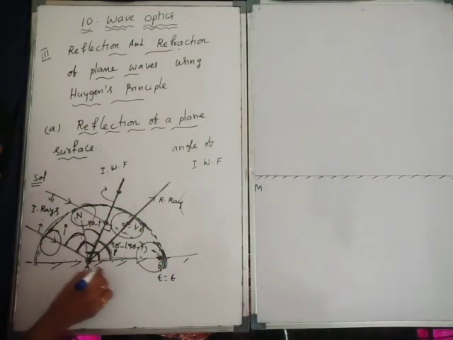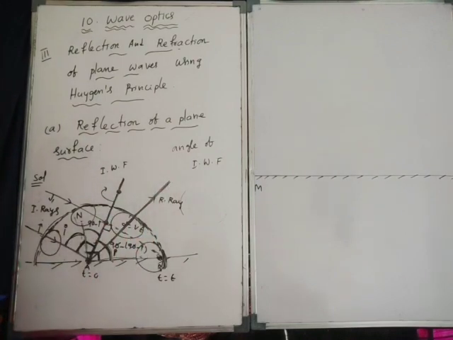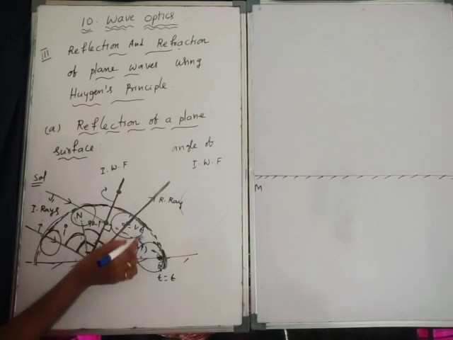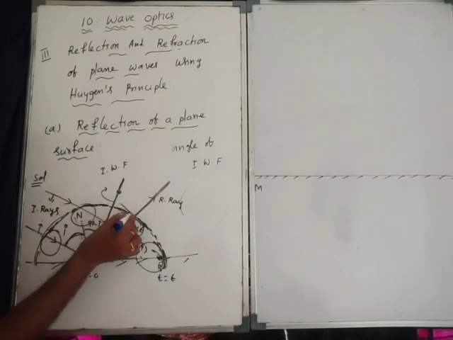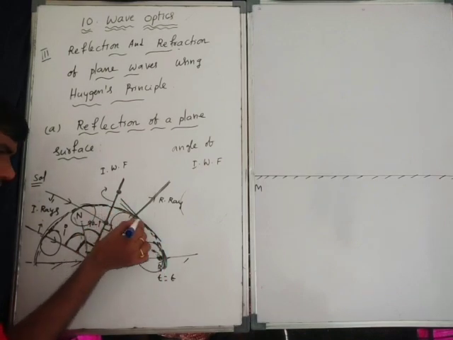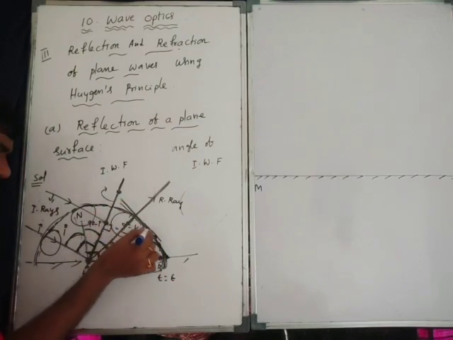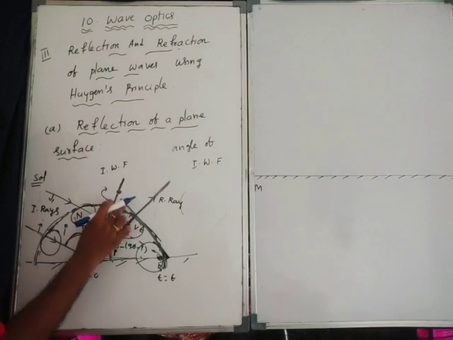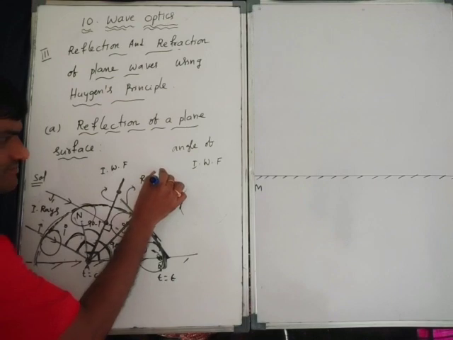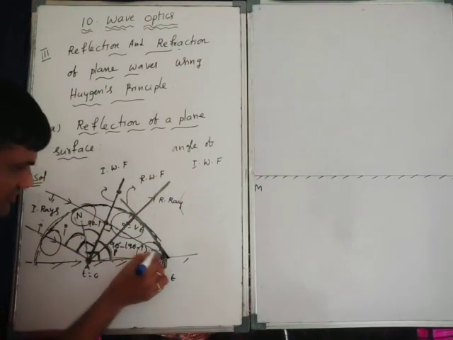Now this is the wavefront. So this is a reflecting ray. Yes, the reflecting ray is always perpendicular to the secondary wavefront. So now I can draw the common tangent here in this direction. Okay, so this is the common tangent. This common tangent is nothing but the reflected wavefront. Reflected wavefront.